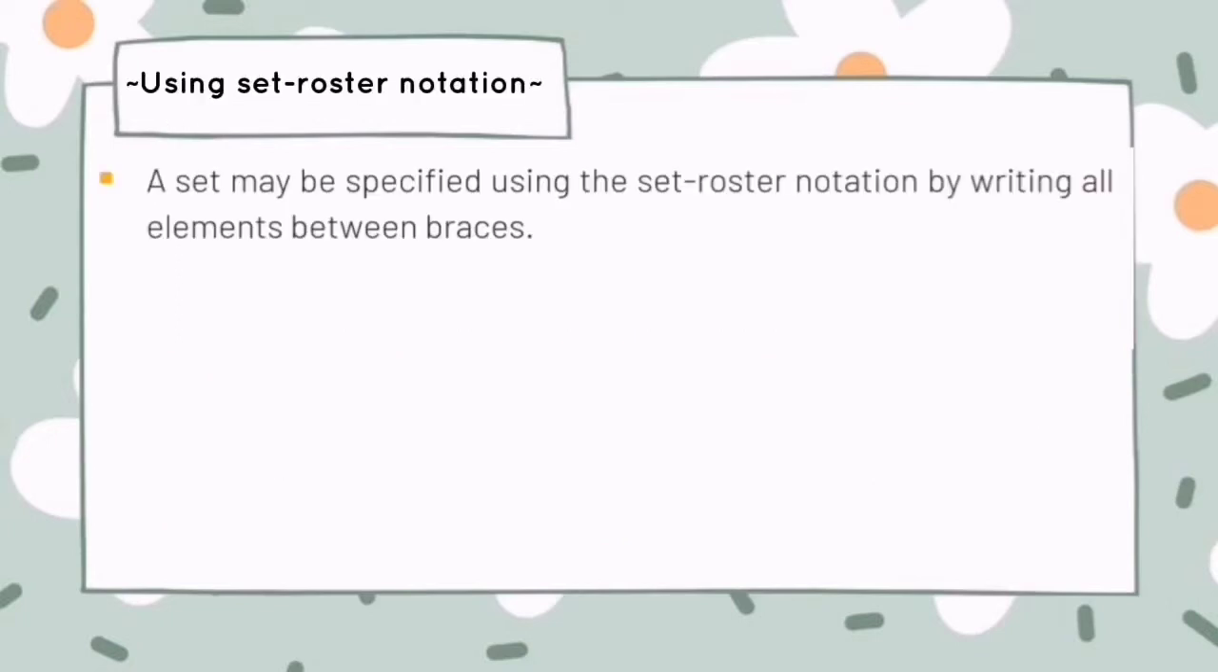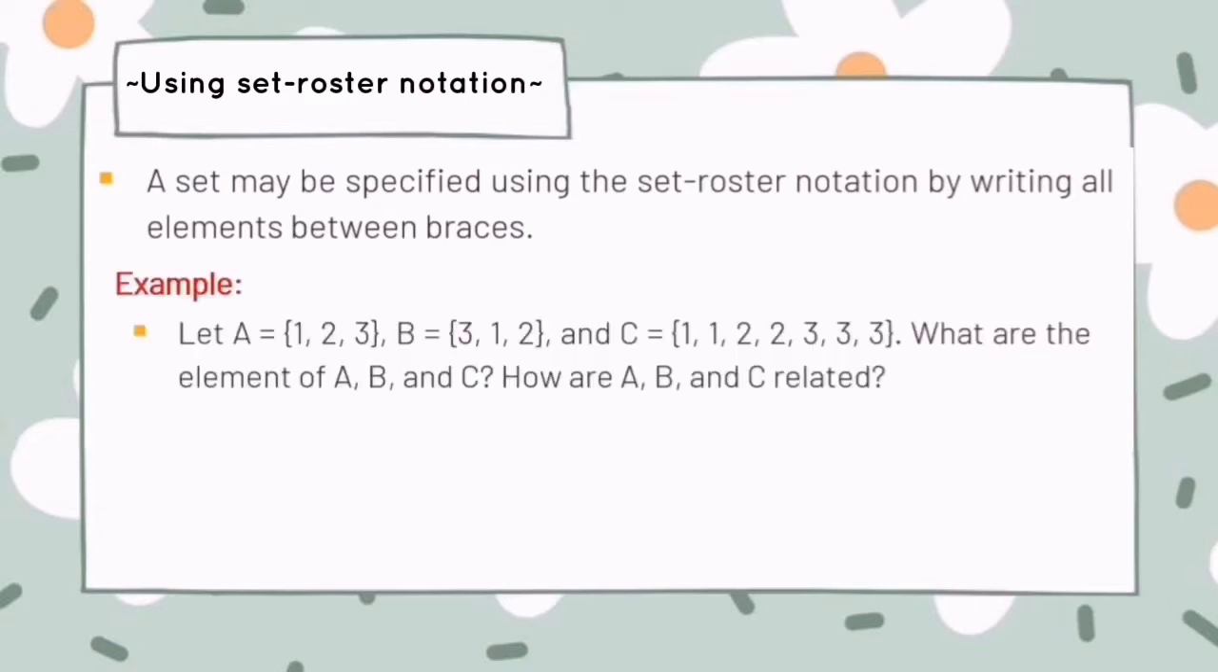Using set roster notation, a set may be specified by writing all elements between braces. Example, let A be {1, 2, 3}, B is {3, 1, 2}, and C is {1, 1, 2, 2, 3, 3}. What are the elements of A, B, and C? How are A, B, and C related?